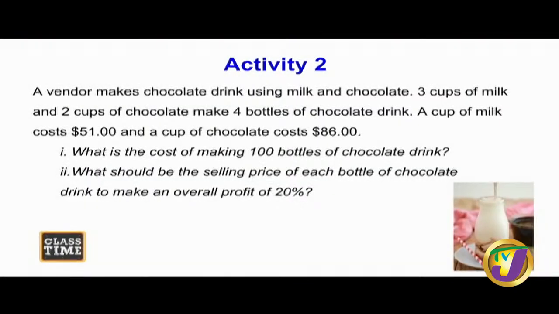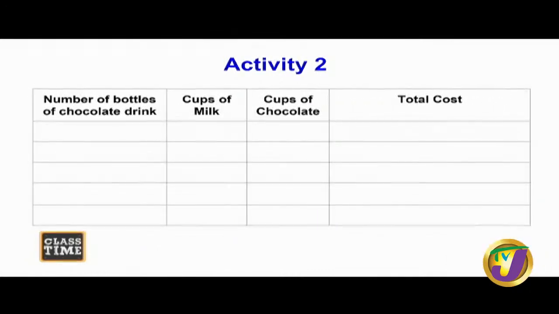All right, so we need a strategy. A strategy I think we can use to do that. We can probably start off with a table and see if we can find any patterns coming up. I'm the table girl, you know. So let's make a table and see if we can look for some patterns. All right, so I have an outline of a table here. So we're looking at the number of bottles, cups of chocolate drink, the cups of milk used, cups of chocolate used, and how much money to make those bottles of drink.